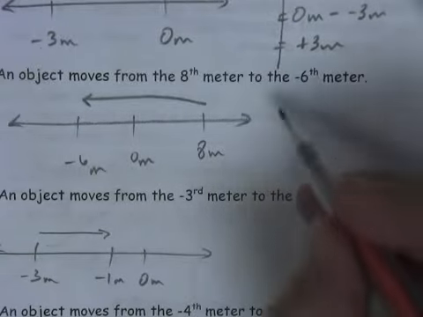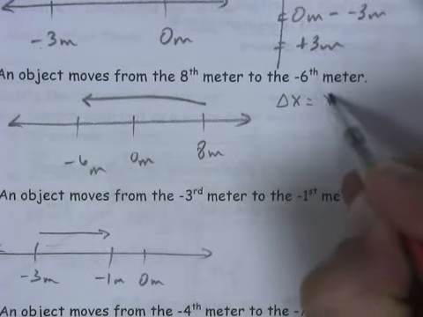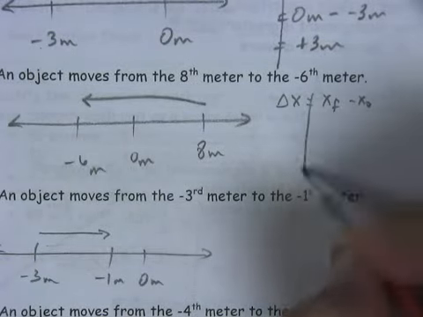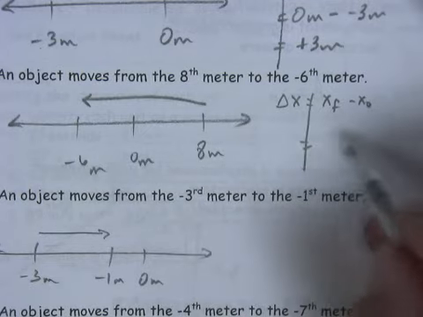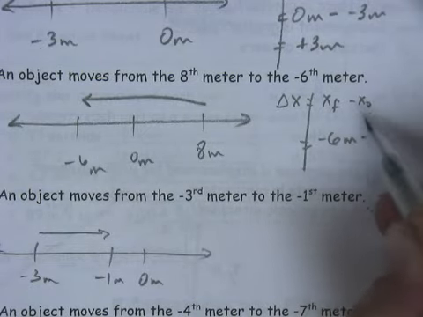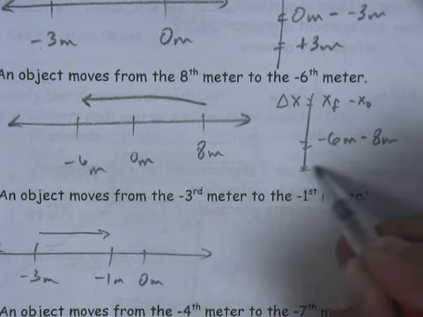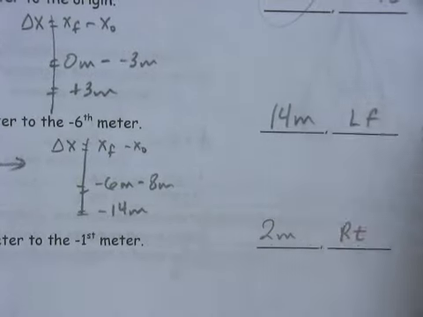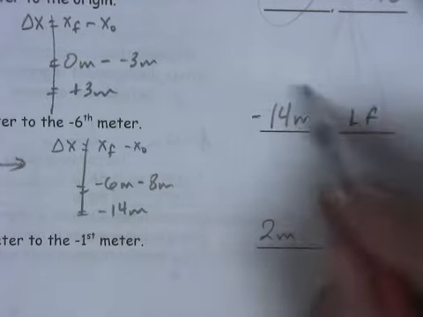Okay, the next one, we've got delta x is equal to final minus initial. We finished at the negative 6 minus the 8th meter, and that gives us negative 14. Look over here, this is positive 14, but because it's left, we'll make it negative.